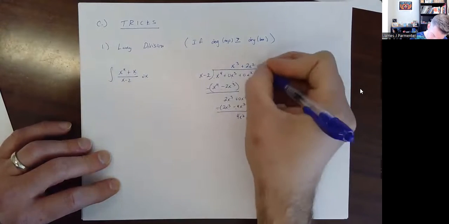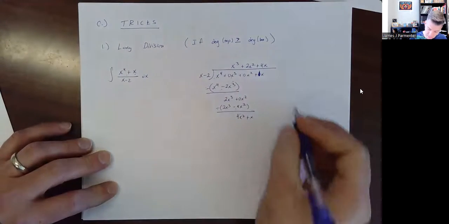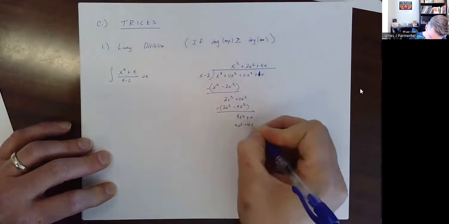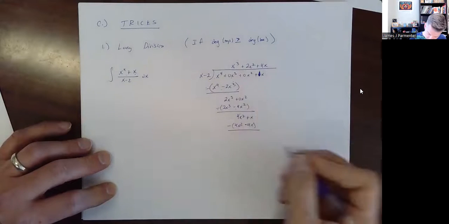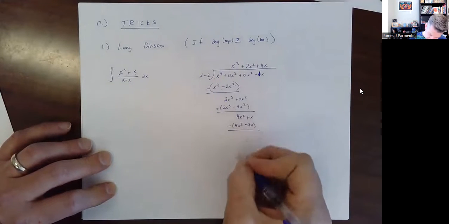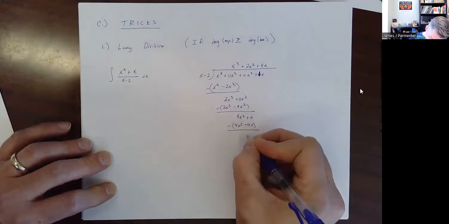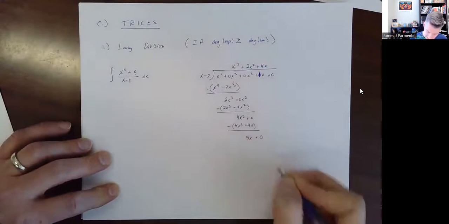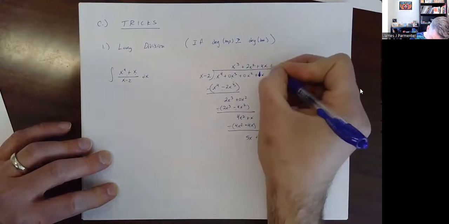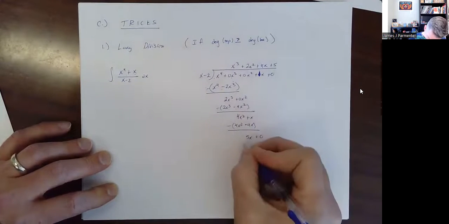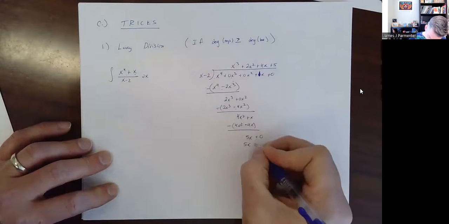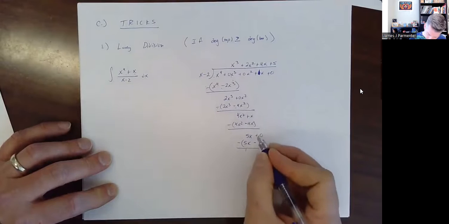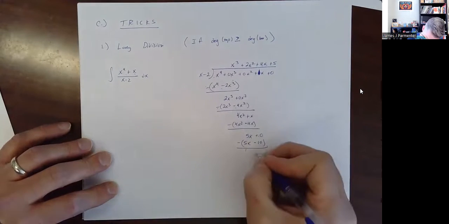x times 4x is going to give me 4x squared. 4x times minus 2 is minus 8x. That minus that is 0, and x minus minus 8x is plus 9x. And then sure, bring down the 0, not that you really need it. x times 9 is going to give me 9x, so I get 9 times x. And then 9 times minus 2 is minus 18. I don't think you really need the 0 there to see that, but you get this minus that, and 0 minus minus 18 is 18.